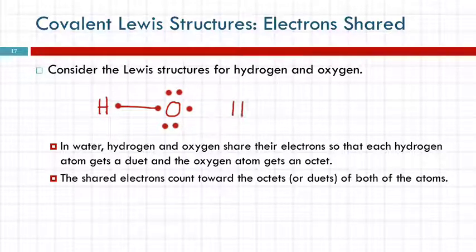Well, where there's 1 hydrogen atom, there's going to be at least 1 more. So here's another hydrogen atom. So the oxygen is going to share an electron with this other hydrogen atom also. That makes this hydrogen atom happy with 2 electrons, and now the oxygen feels like it has 8 electrons. These shared electrons count for both atoms.